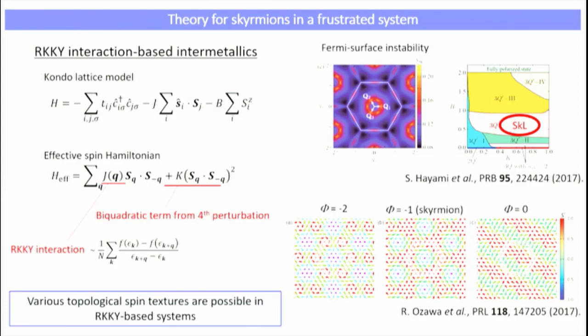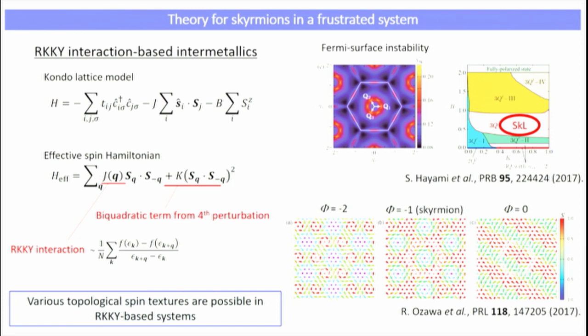The third theory provides an interesting viewpoint for the stabilization of the Skyrmion in the metallic system. They calculate for centrosymmetric RKKY-based intermetallic systems. They start from the Kondo lattice models and deduce the effective Hamiltonian, which is composed of the usual RKKY-type interaction, as well as the biquadratic term, which comes from the fourth-order perturbation of the RKKY interactions.